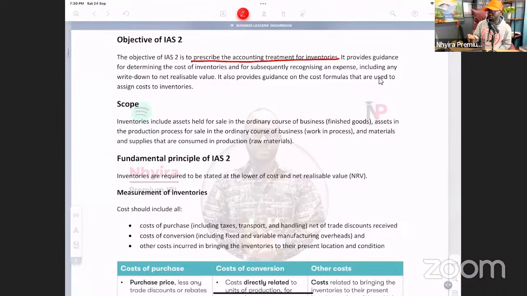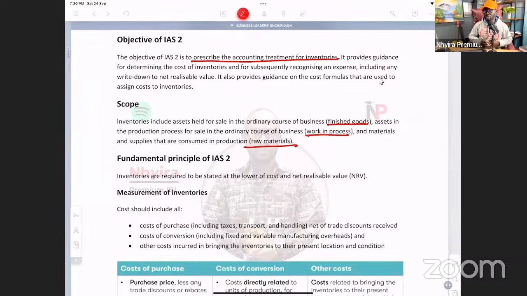Accounting treatment of inventories, because it's inventories. Now, there are various types of inventories that you must know about. We have inventories of finished goods. We have inventories that are still not done yet, like work in progress. We have inventories of raw materials that we must also know about in that particular case.